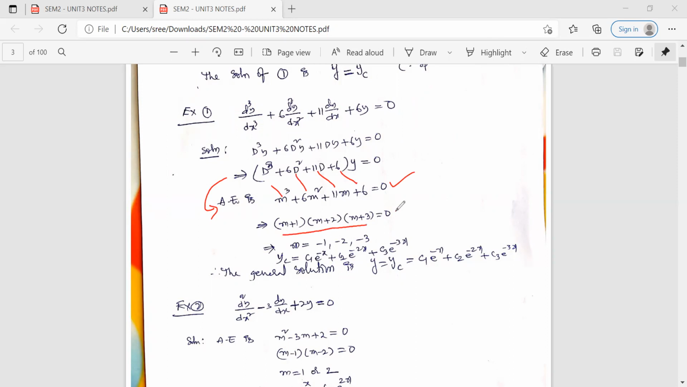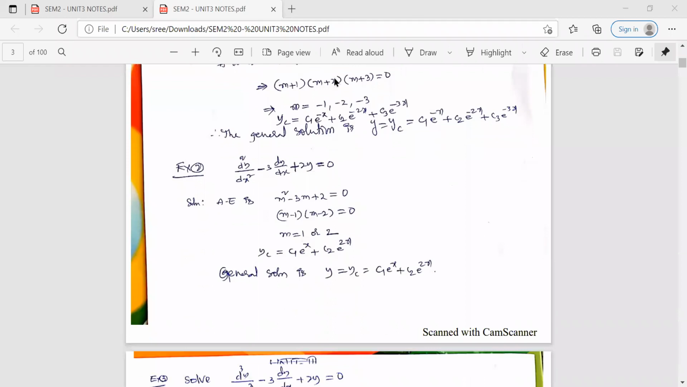After that we get the solution. Roots are -1, -2, -3. So real and distinct, different. So C1 e power -x, C2 e power -2x, C3 e power -3x. This is called YC. For finding YP, if the RHS part Q of x is not equal to 0, we will find YP also. Here, the RHS part is 0. So there is no need to find YP. Only YC is the general solution.